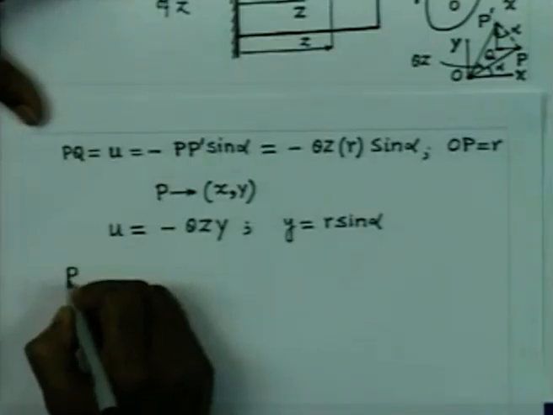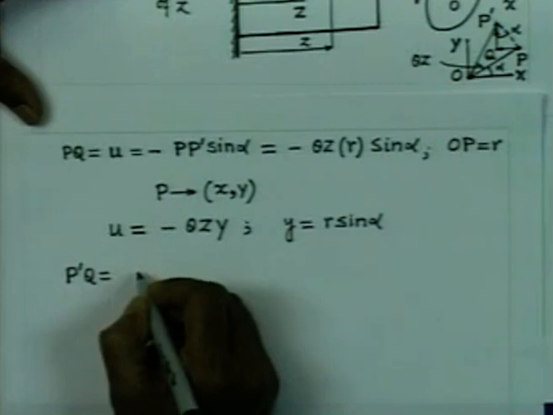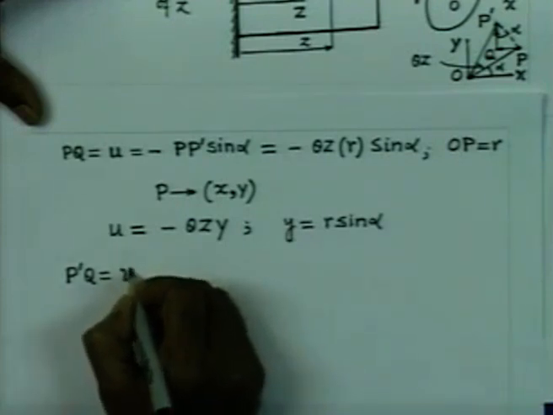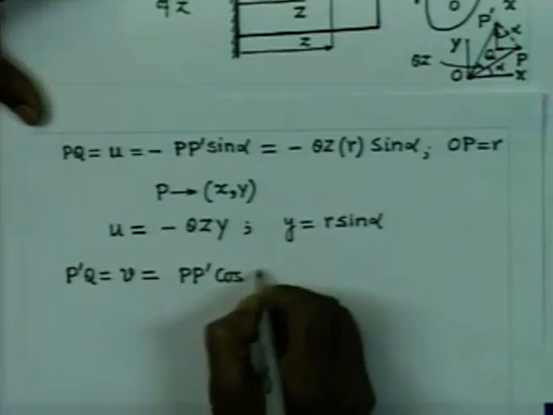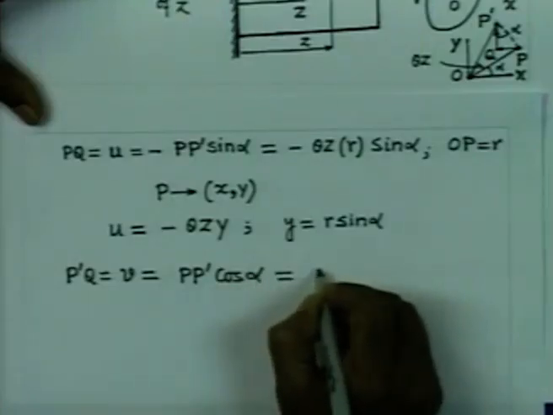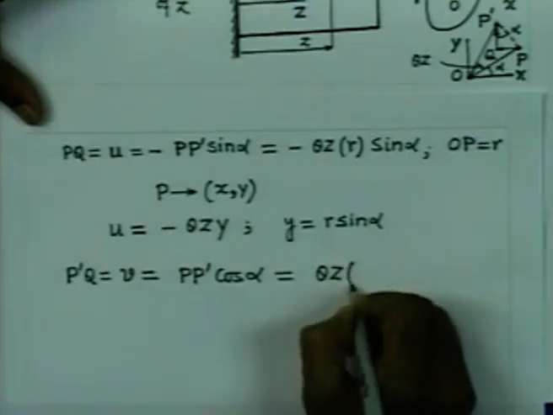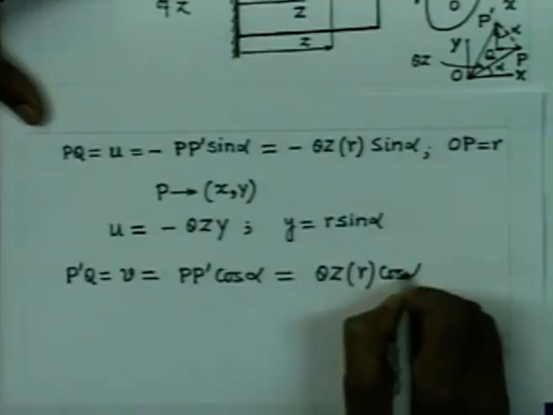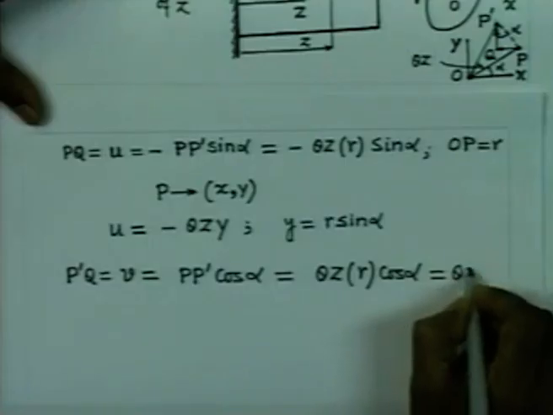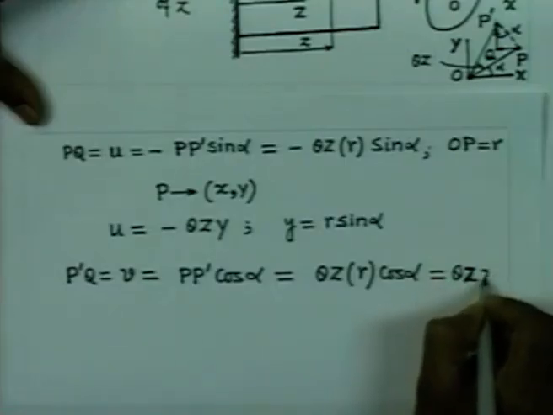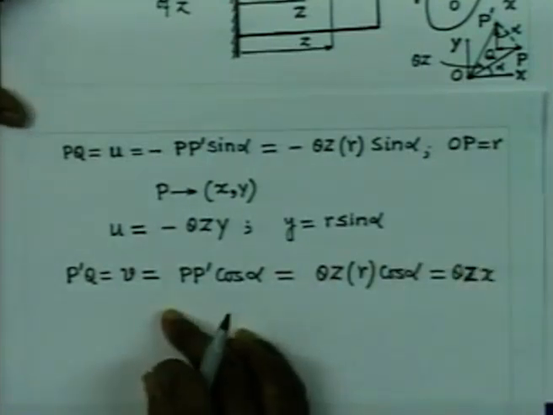Similarly, by similar consideration, you can find out the distance QP dash. So, let us write now P dash Q, and that is the v displacement. So, that v displacement is PP dash into cosine alpha, and again we can write it is nothing but theta z into R cosine alpha, and since R cosine alpha is equal to x, so this becomes theta z into x, that is the displacement P dash Q.